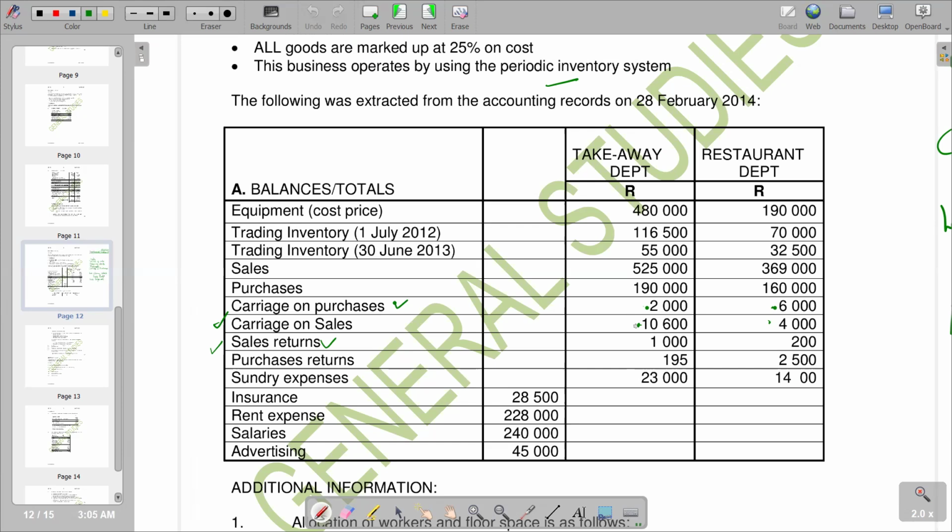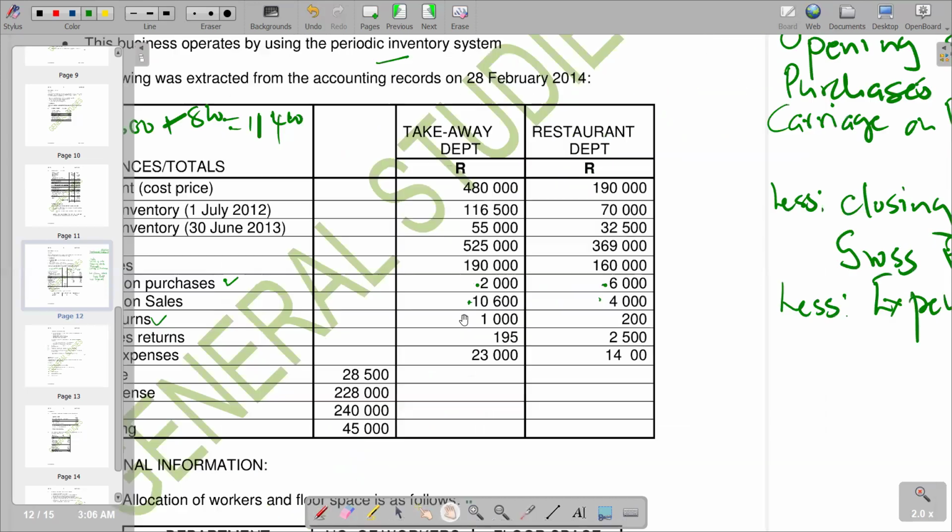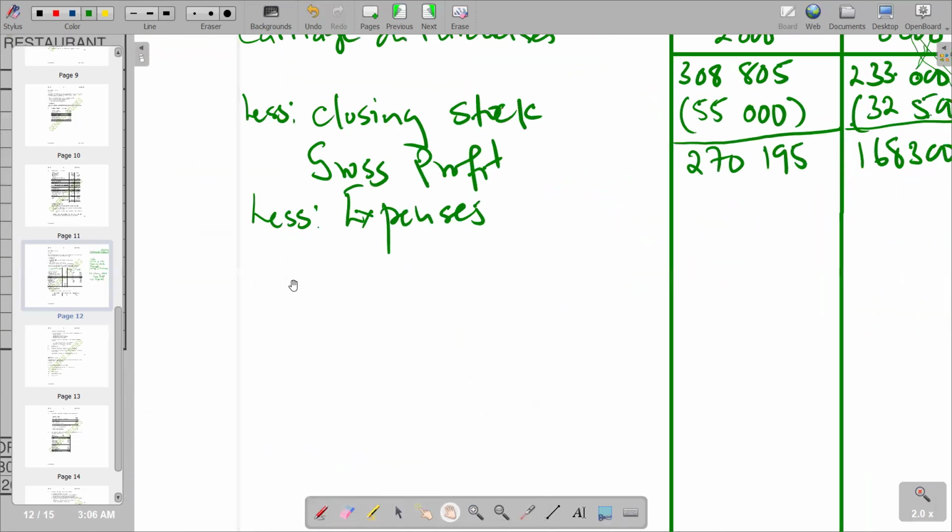So carried on sales for takeaway is 10,600, and then we add our 800. If you calculate correctly, the figure you're supposed to get there is now 11,400. So we are going to put 11,400 for takeaway. Then for the restaurant, we're going to take 4,000 as it is, because there's no adjustment affecting the restaurant. So we come in and start with our carried on sales.